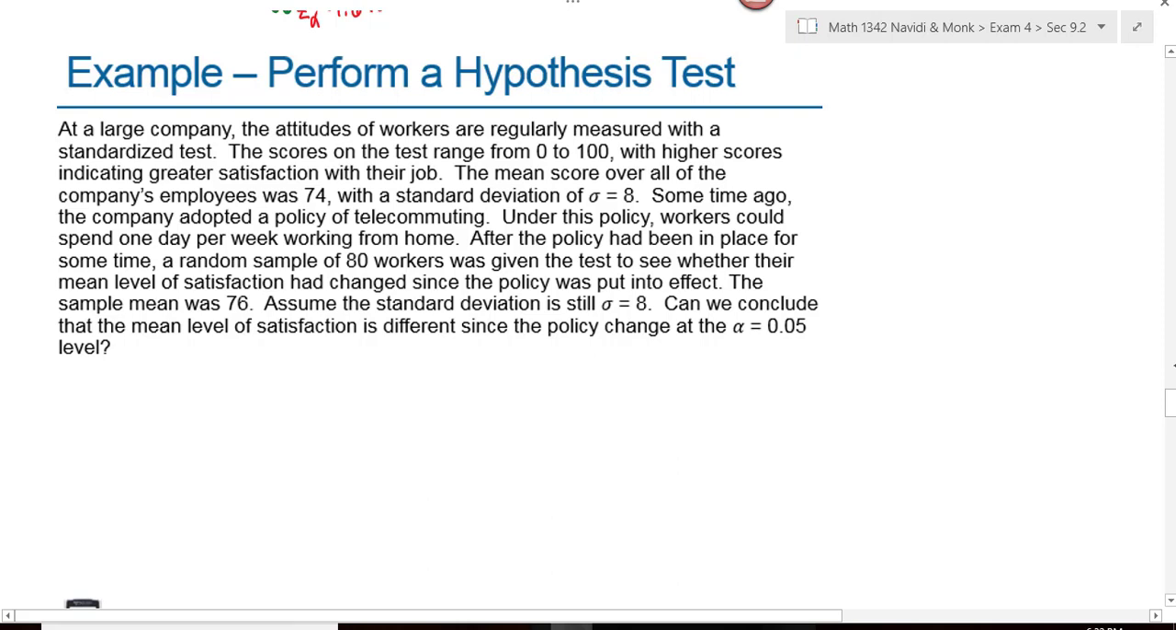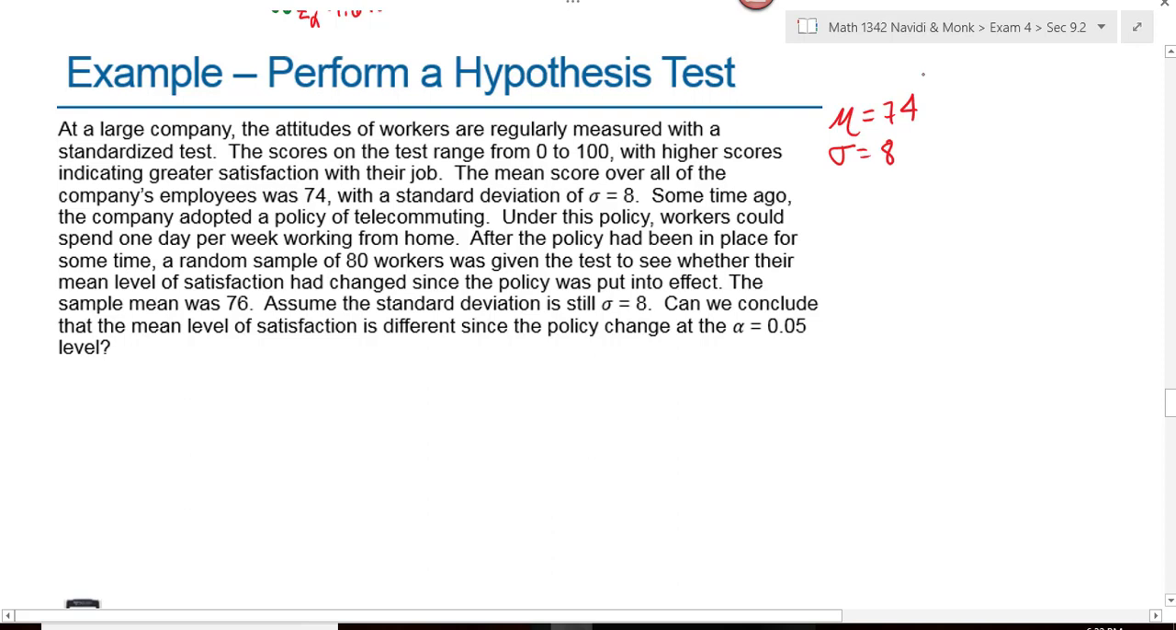All right, here's another example. At a large company, the attitudes of workers are regularly measured with a standardized test. The scores on the test range from 0 to 100, with higher scores indicating greater satisfaction with their job. The mean score over all of the company's employees was 74, with a standard deviation of 8. So mu was equal to 74 and sigma was equal to 8.